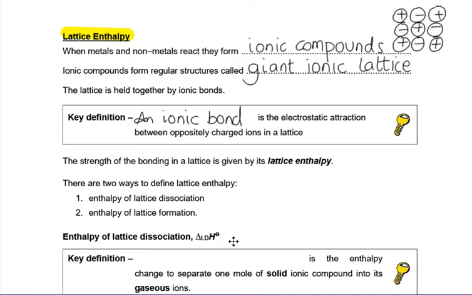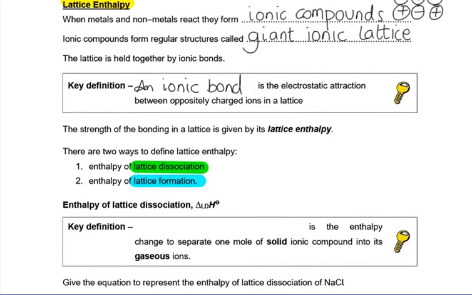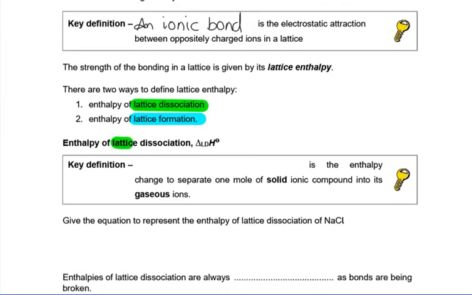So what is holding the lattice together? The strength of bonding in a lattice is given by its lattice enthalpy. So lattice enthalpy is going to tell us the strength of the ionic bonds. There are two definitions that we are going to need to come across and learn. The first one is about dissociation, and that means breaking. And the second one is about forming, which means making. So we've got the enthalpy required to break the lattice and the enthalpy required to make the lattice. These two numbers are interlinked and we're going to talk about how later. So break or form. The first one we're going to consider is the dissociation one.